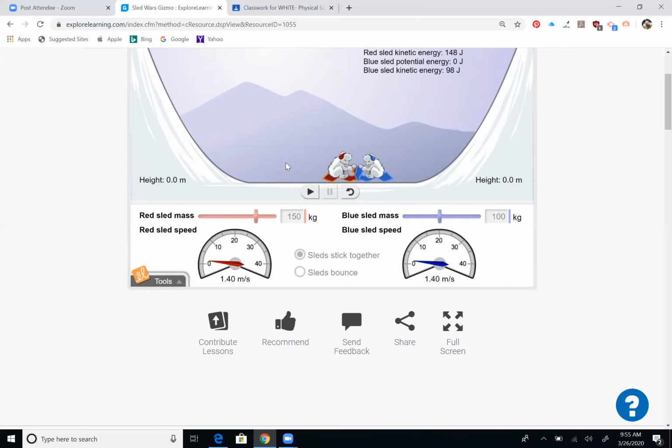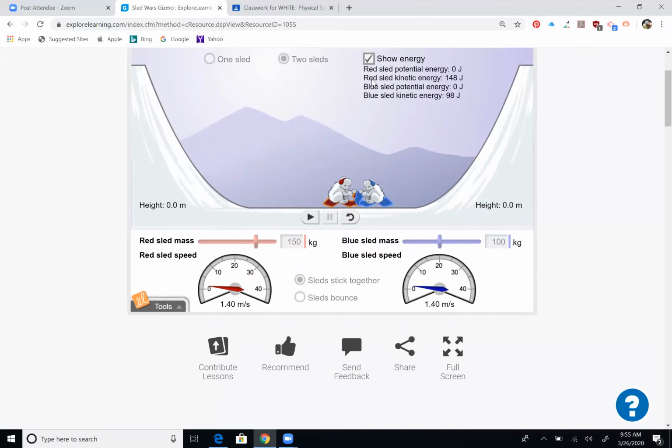Okay, so we tested it. They stuck together. We hit play. Let's pause after the two sleds collide. Which sled won the war? So now we're going with red. And did it surprise you? Yes, right? After the collision, what was the kinetic energy of each sled?